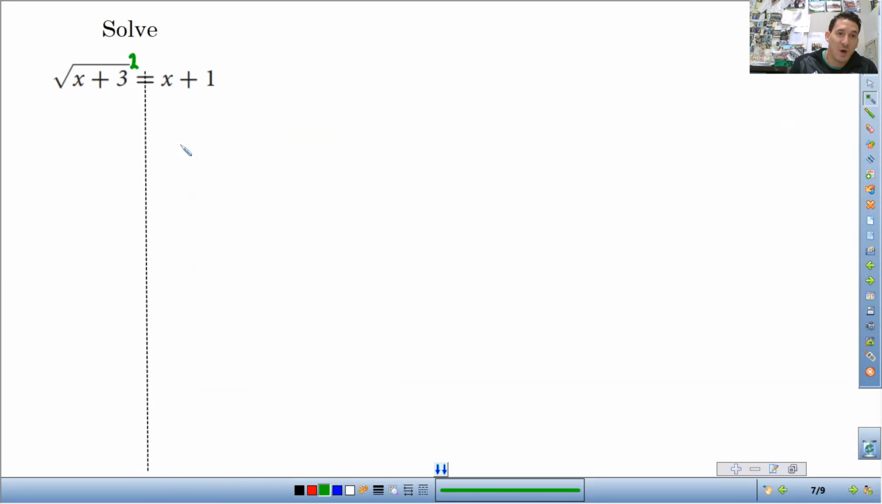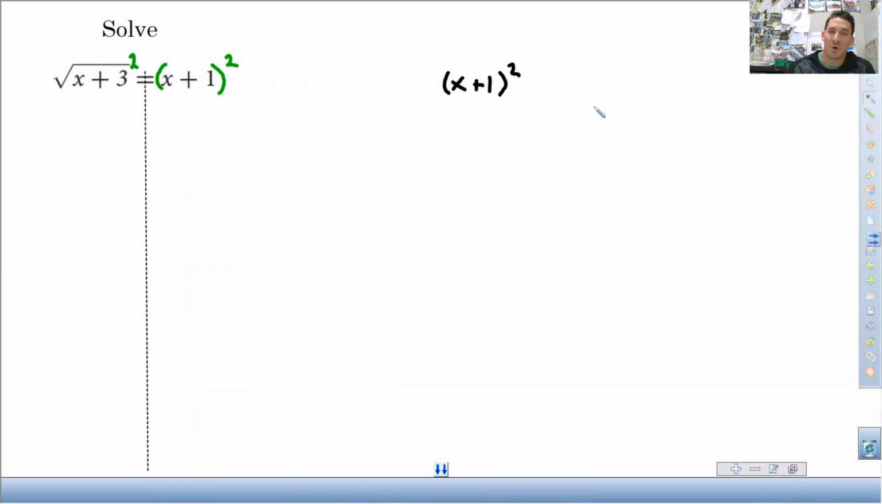So I'm going to square both sides. Here's the tricky part. I have to square this whole thing. And here's the mistake that I'm going to see. A lot of kids are going to say, well, I just apply that exponent to each term. That's just going to be x squared plus 1 squared, which is x squared plus 1. That is not how this works.